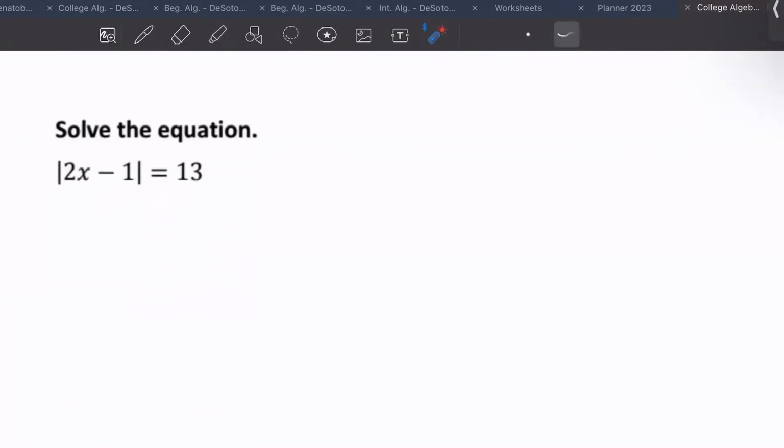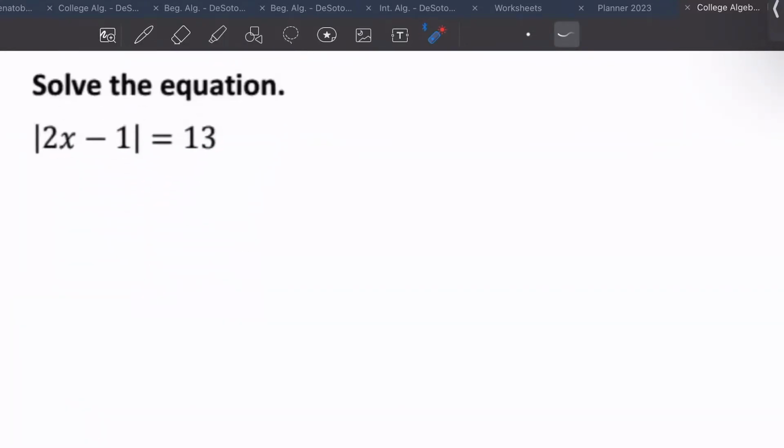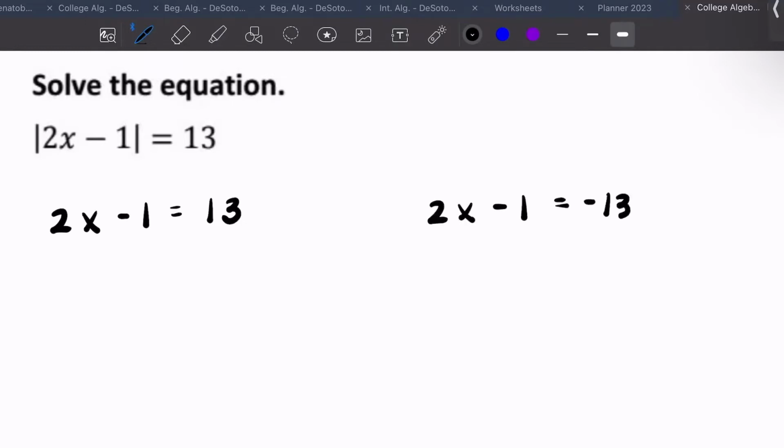Okay, so say we have something like this, and I say solve the equation. We have the absolute value of an algebraic expression, 2x minus 1, equal to a positive real number, 13. That means, according to what we just read above, that 2x minus 1 can equal 13, or 2x minus 1 equals -13. So we can solve both of these equations, right? We know how to do that.